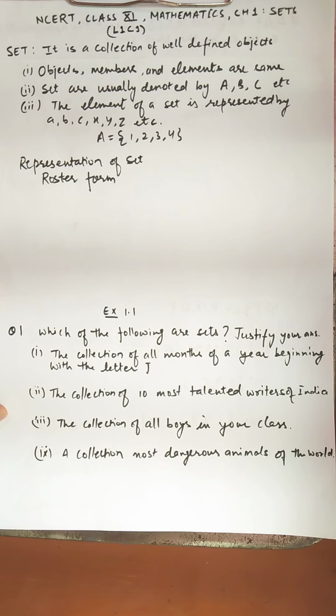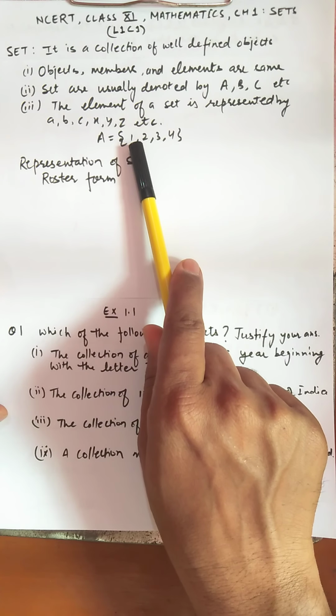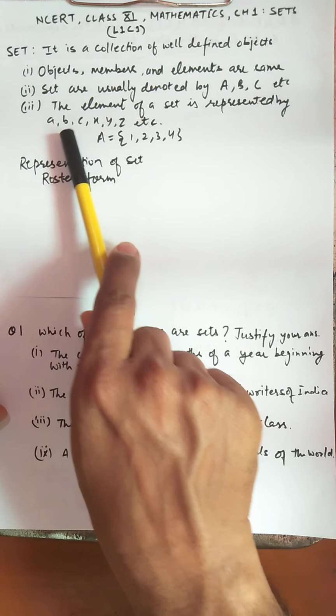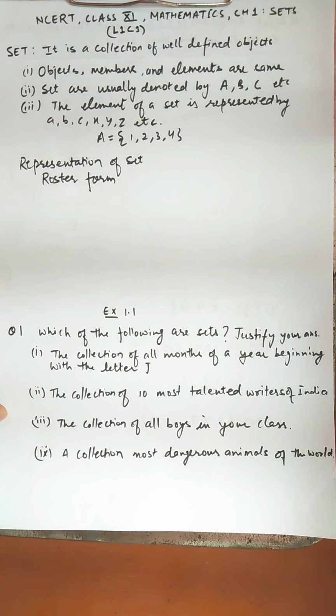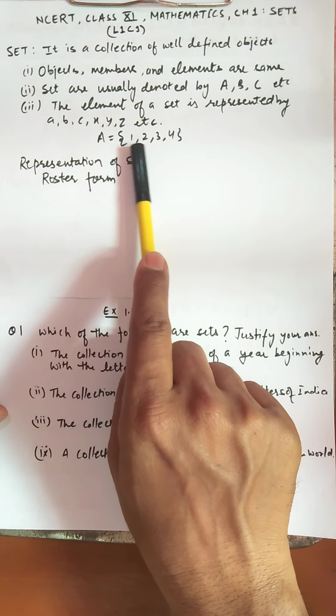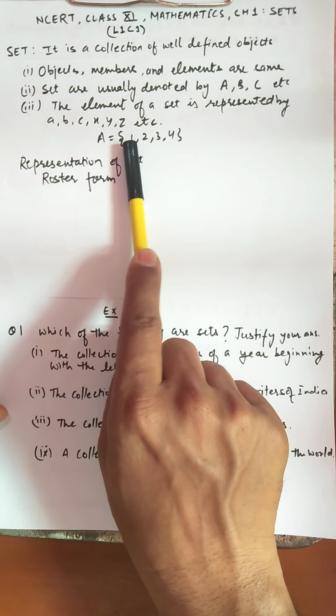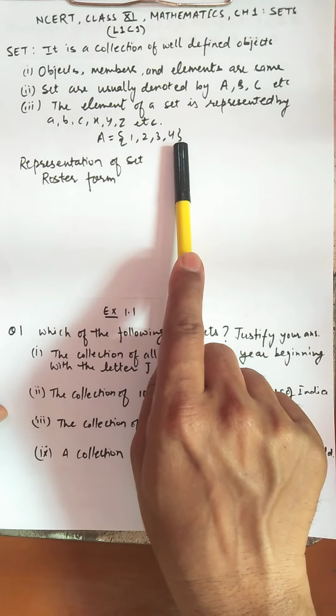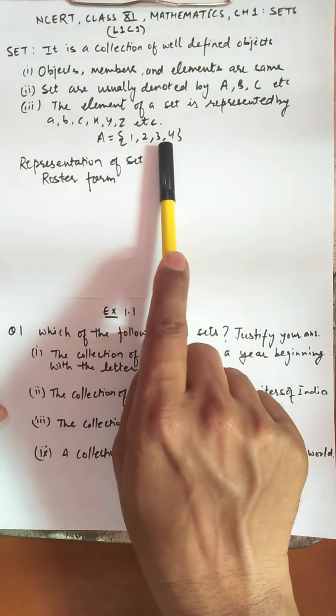Coming to the third point, the elements of a set are represented by a, b, c, x, y, z, 1, 2, etc. All elements should be separated by commas, and if they are alphabets, then they should be written as a, b, c, because capitals we are using for defining the set. One more thing: the set starts with a curly bracket and ends with a curly bracket, and all elements are written inside, separated by commas.